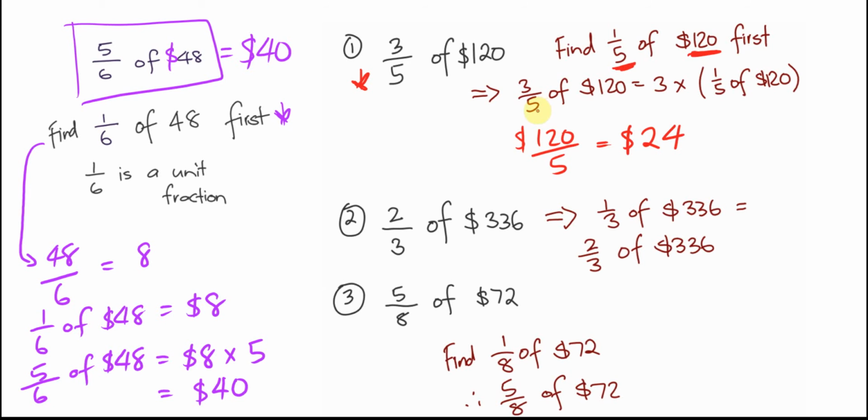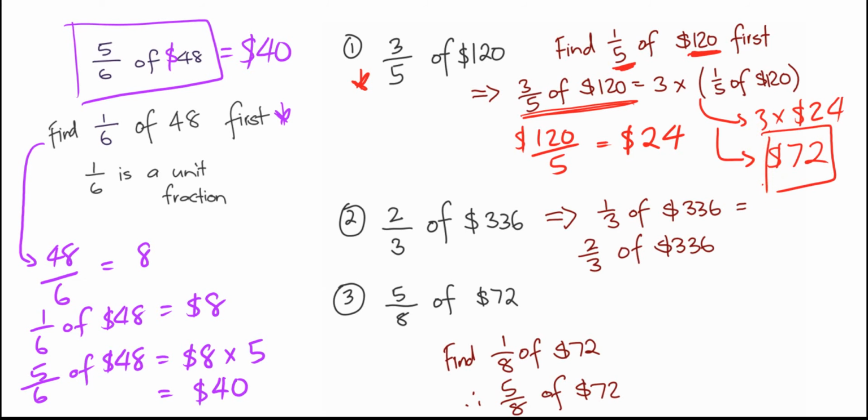Therefore 3/5, so what we've got here, 3/5 is 3 times 24. So this becomes 3 times $24 because we know that 1/5 is $24. So therefore 3/5 is 3 times 24, which is 60 plus 12, 72. Okay, so 3/5 of $120 is $72.